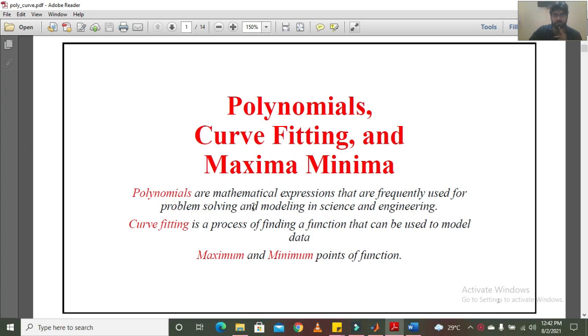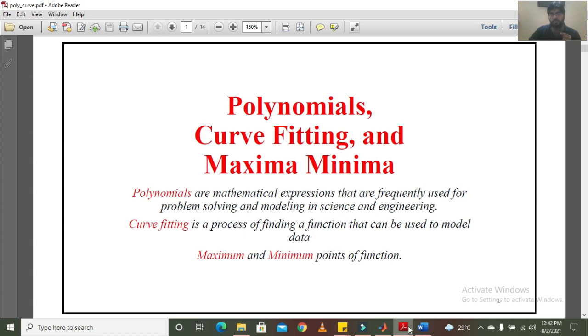A polynomial is basically a mathematical expression that is frequently used for problem solving and modeling in science and engineering. I'm sure all of you have studied polynomials since school, so there is nothing new in it. What we are going to do is see how we can solve polynomials and calculate values using polynomials in MATLAB.